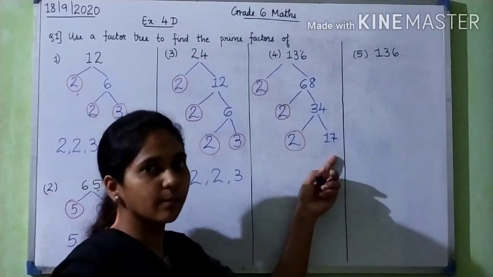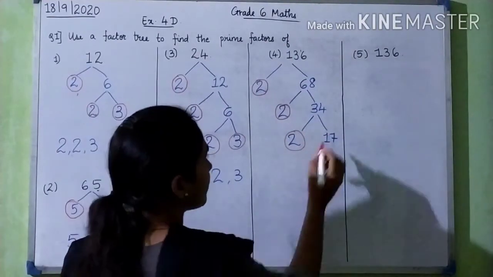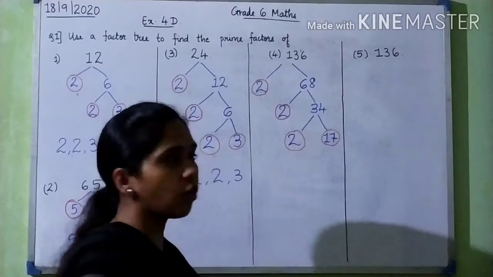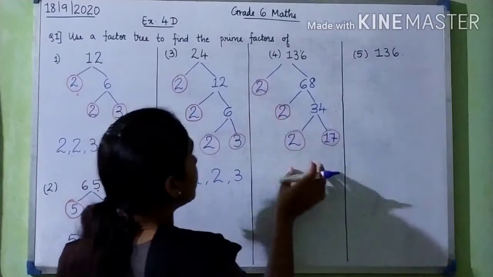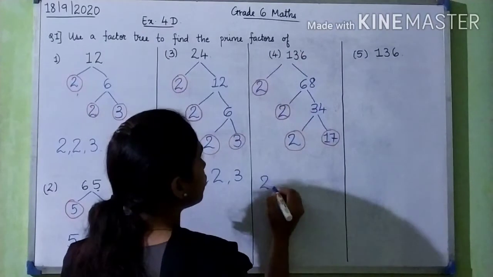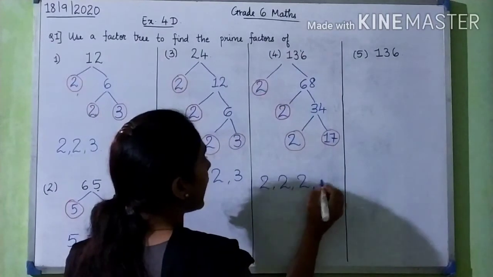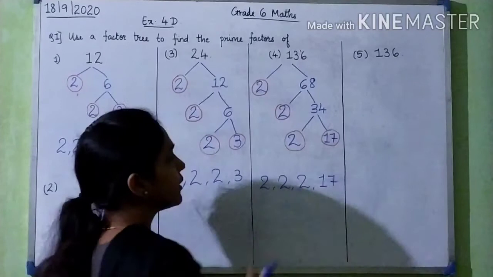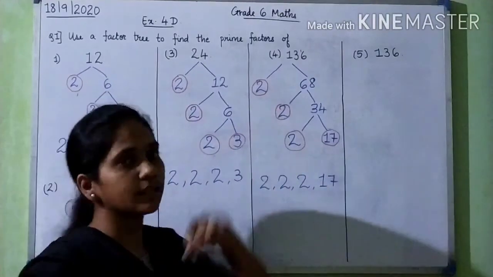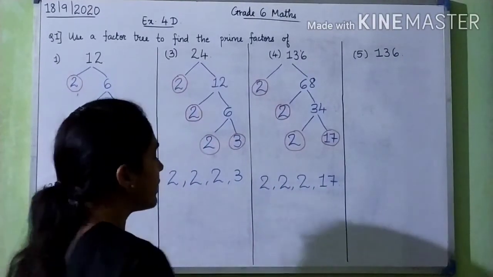Is 17 a prime number? Yes, 17 is also a prime number. So I circle 17 also. Okay. So what are the prime factors of 136? 2, 2, 2 and 17. So all these are the factors of 136. Or you can even write them as 2 and 17.